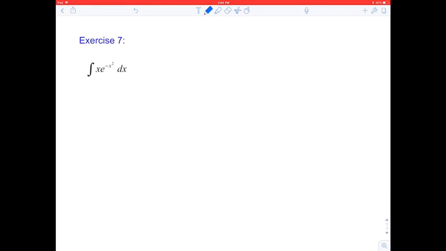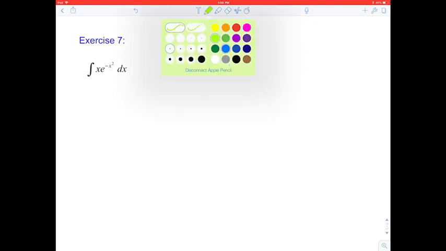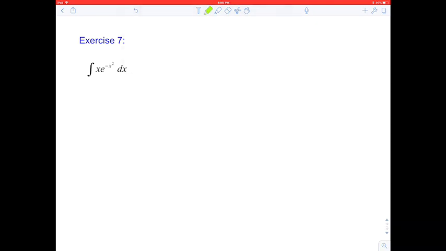Okay, another exercise, integral of x times e to the negative x squared. We can see right away that u substitution will work perfectly. The inner function negative x squared is perfect for the u substitution. Let's take the derivative of negative x squared, which is negative 2x dx. And I see x dx, that means I will divide by negative 2.